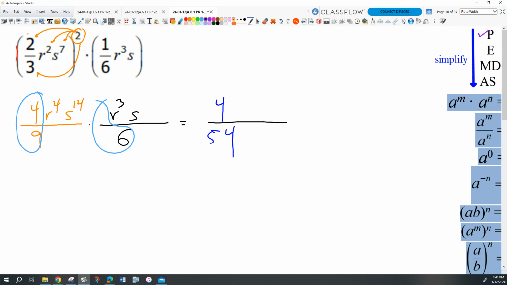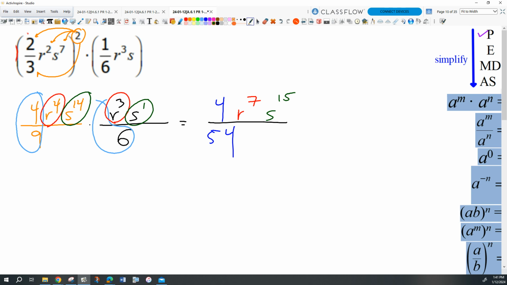Okay. Now, what other things might I want to multiply together? The r's. Okay, let's take the r's. So we've got an r to the 4th times an r cubed is going to give me r to the 7th. And then finally s to the 14th. s to the 14th times s is what? s to the 15th, because there's an invisible 1 there, right?